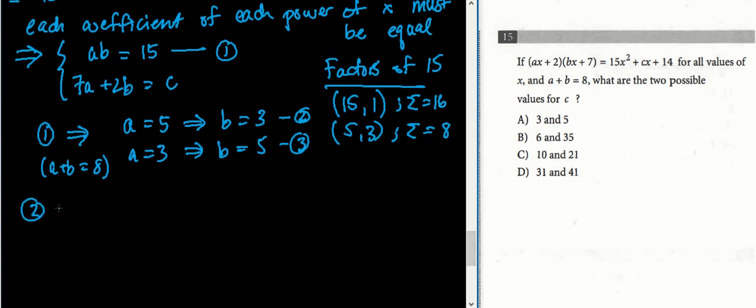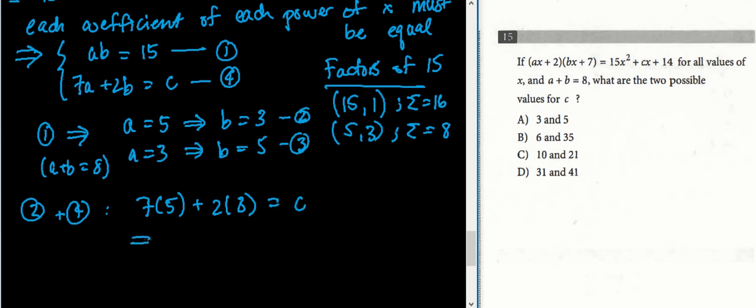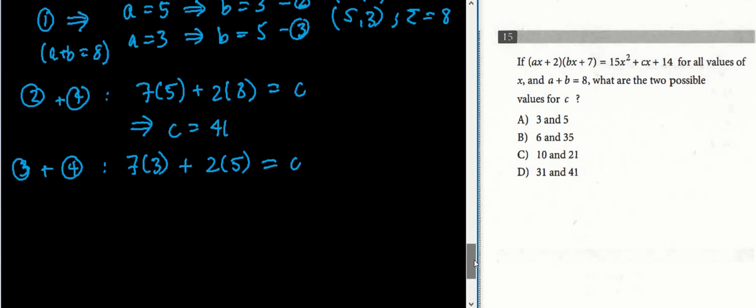So if we look at statement 2, and we combine it with, let's say, statement 4, then we have 7 times 5 plus 2 times 3 equals c, which implies that c is equal to 41. On the other hand, if we look at statements 3 and 4, we get 7 times 3 plus 2 times 5 is equal to c, and we get that c is equal to 31. So this gives us both values of c, and you see that that matches up with answer choice D.